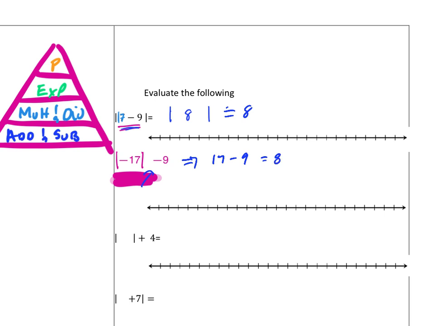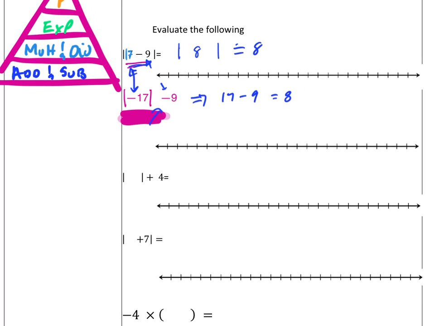Okay. Now you might say, oh, look, we got the same result. But we had a positive 17 there and a negative 17 here. And the 9 was inside the absolute value here, and it's not inside the absolute value there. So it's important that you understand those two things.